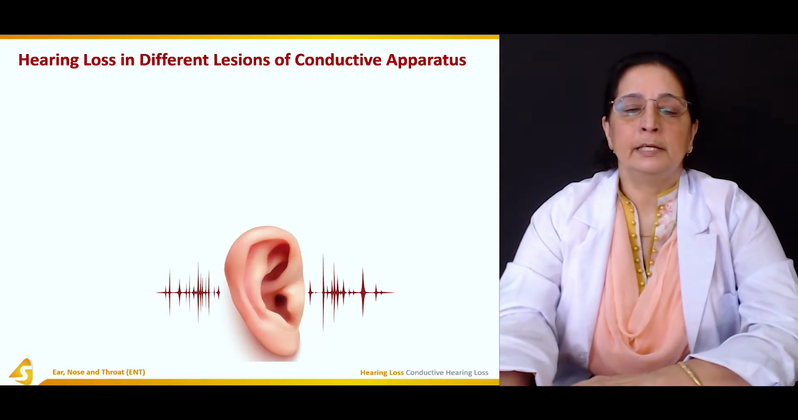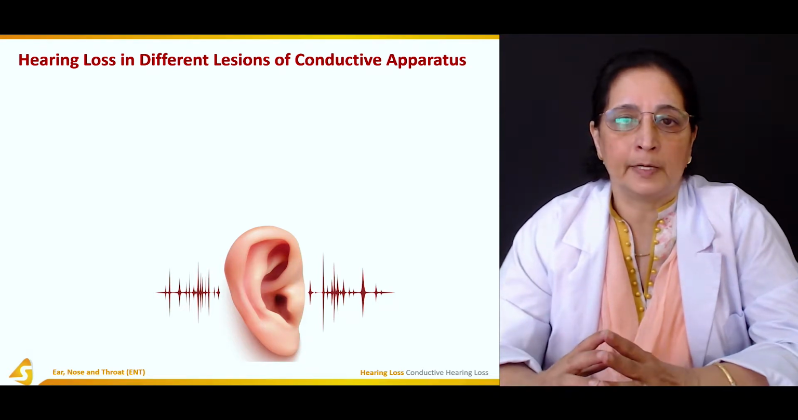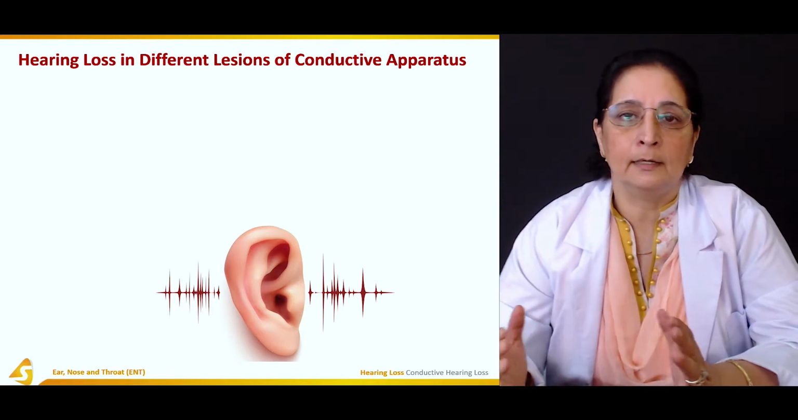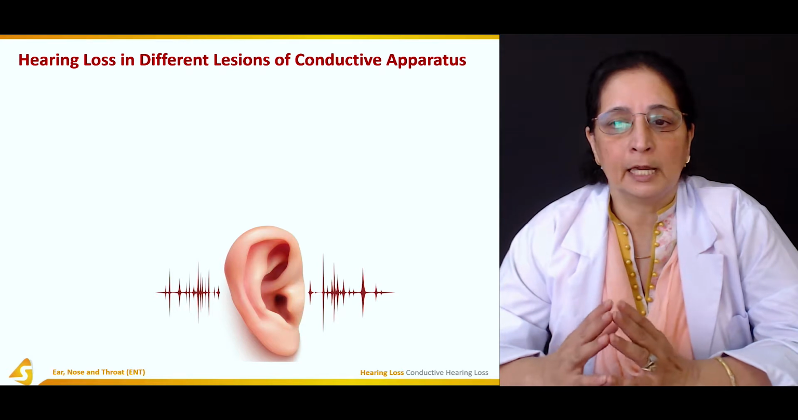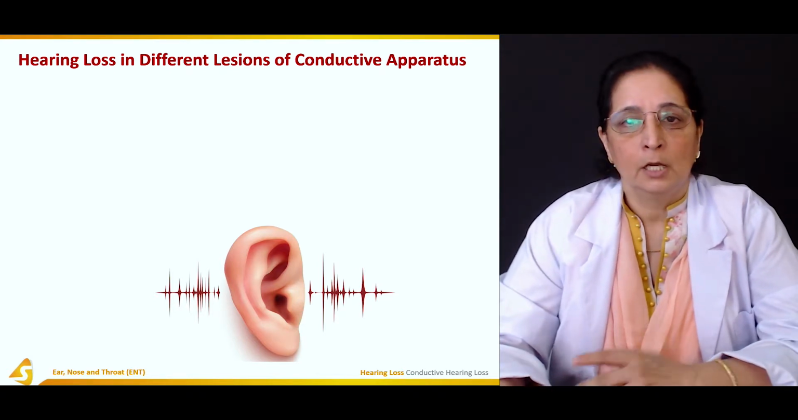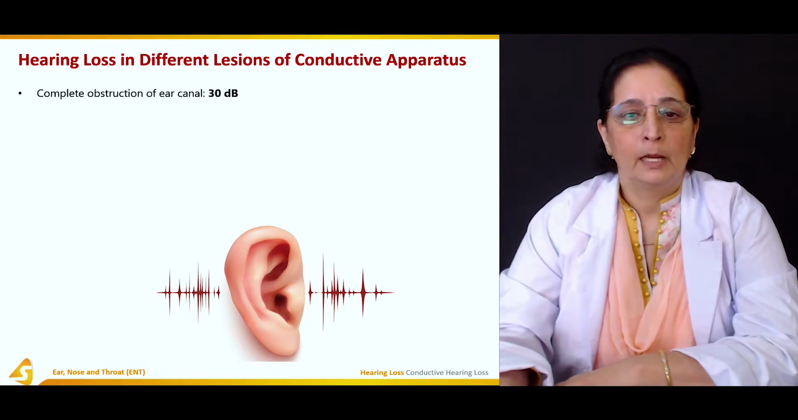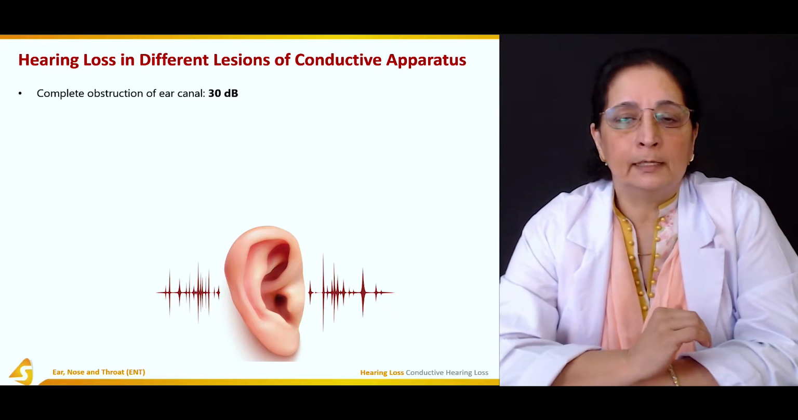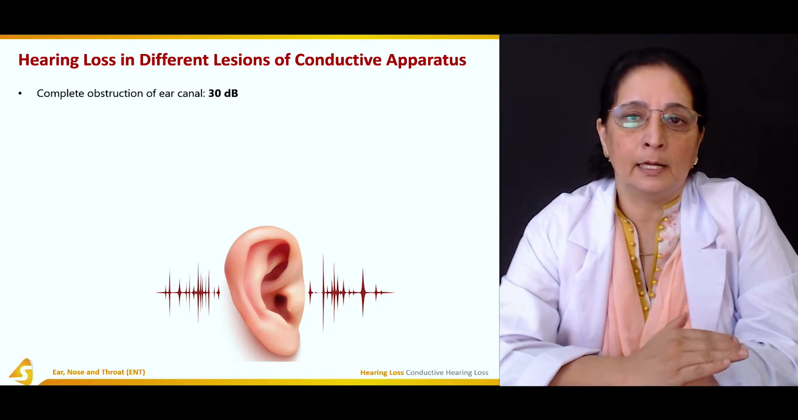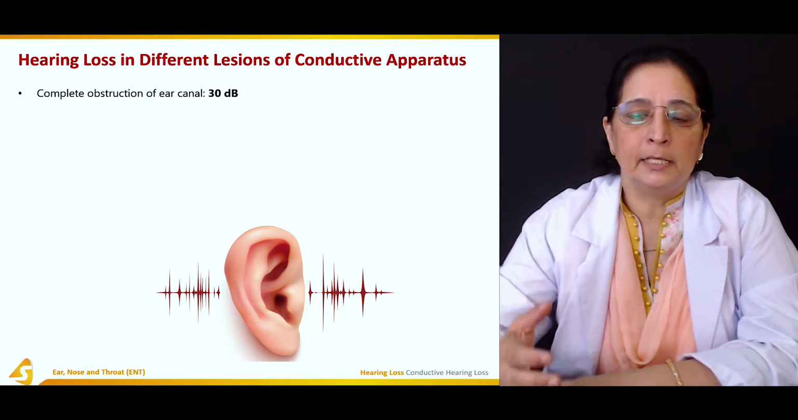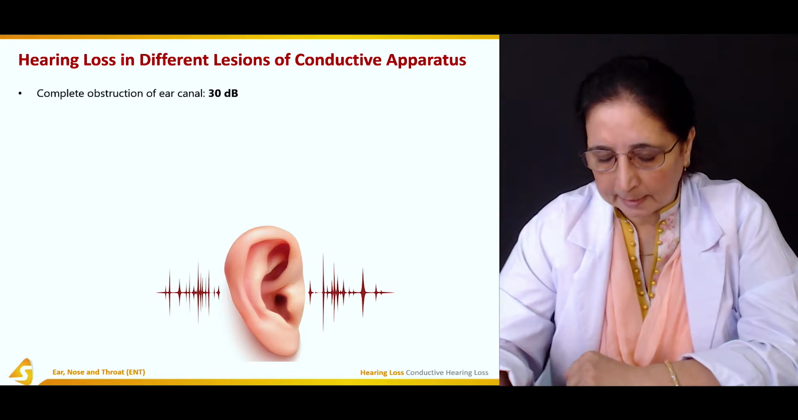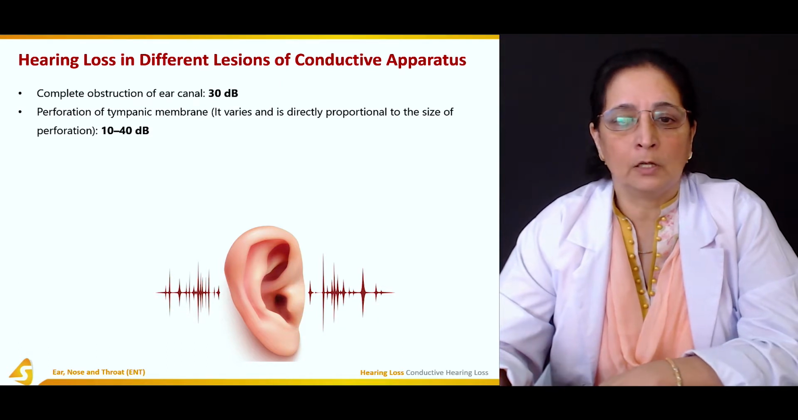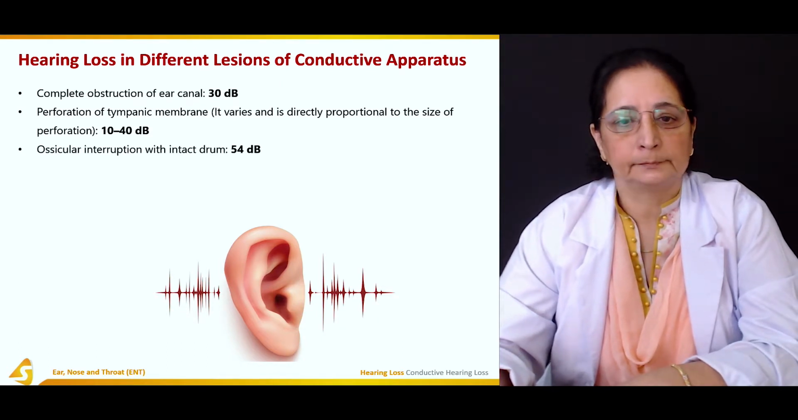Next, hearing loss in different lesions of the conductive apparatus. If there is a lesion in the conductive apparatus, which is the external ear and the middle ear, it can cause a conductive hearing loss. So what are those different lesions? Usually if there is complete obstruction of the ear canal or external auditory canal that ends at the tympanic membrane, the hearing loss is about 30 decibel. If there is perforation of the tympanic membrane, the hearing loss is about 10 to 40 decibel.